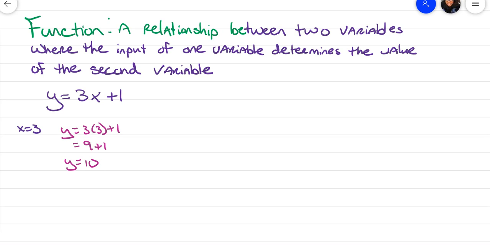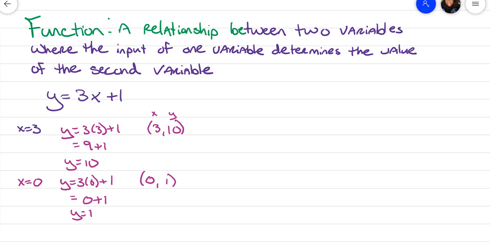So y depends on x. Whatever I get for y depends on what I plug in for x. So this would be the point where x is 3 and y is 10. Let's say I said x is 0. I would plug that in: 3 times 0 plus 1, and I would get 0 plus 1, y equals 1. So again, the point would be, x goes first always, it is alphabetical, so it would be (0, 1).